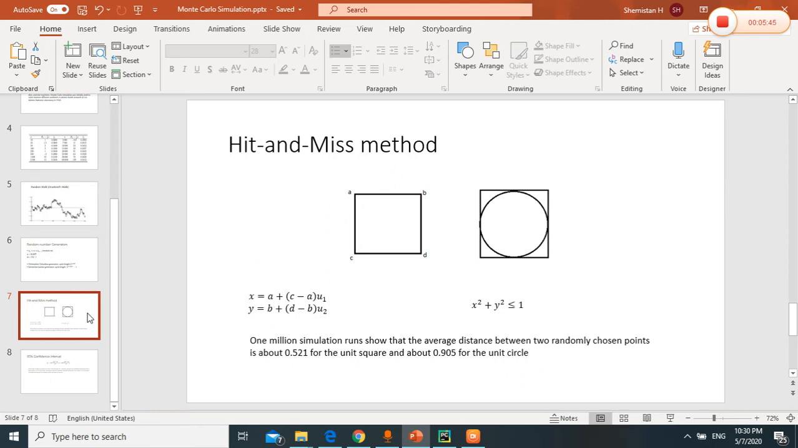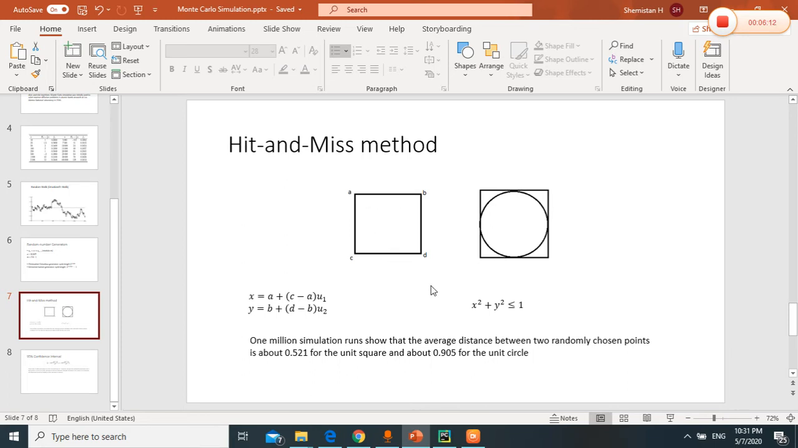Distance between two random numbers. What is the distance between two random numbers? Let's take a unit square and a unit circle. The unit circle has radius 1, and the unit square has side 1. And we take random numbers inside the circle and inside the square.